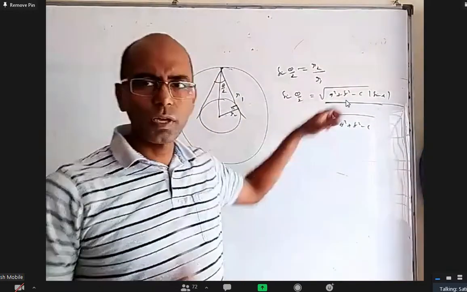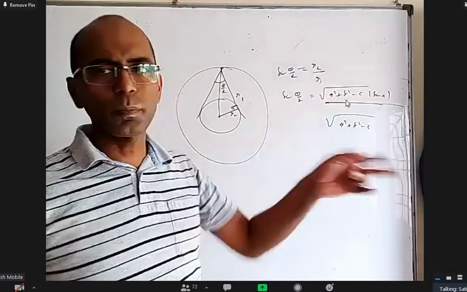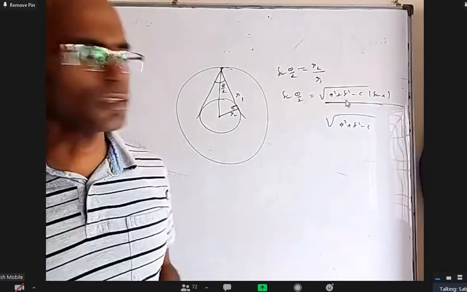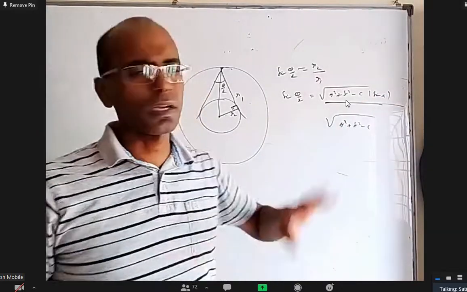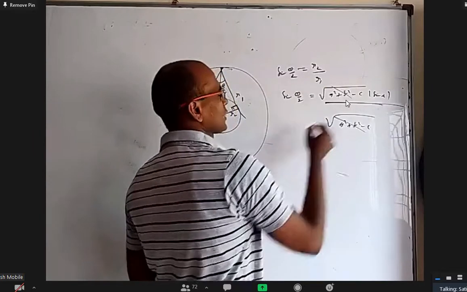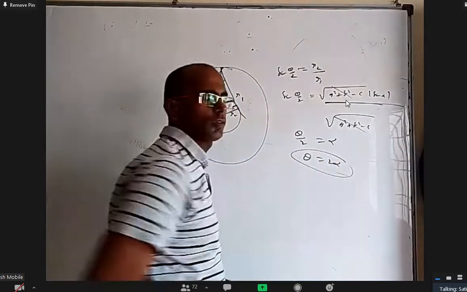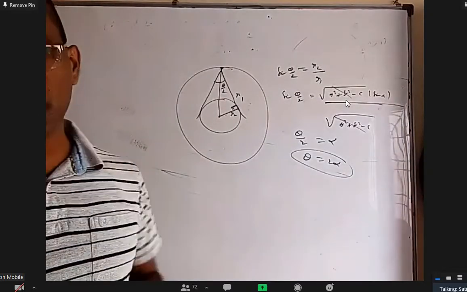Because you will get g square minus g square cos square alpha, which is g square sin square alpha. F square minus f square cos square alpha, which is f square sin square alpha. Minus c sin square alpha. So in all of them, you will get sin square alpha common. So when these cancel, you get theta by 2 equal to alpha, theta equal to 2 alpha, because they are concentric circles.